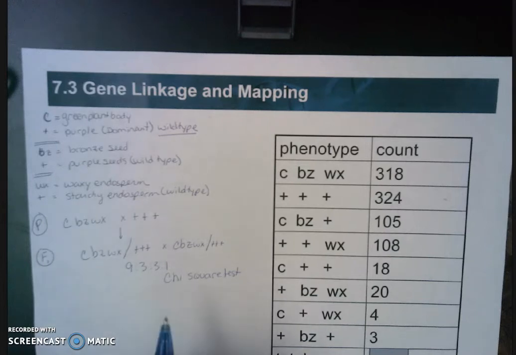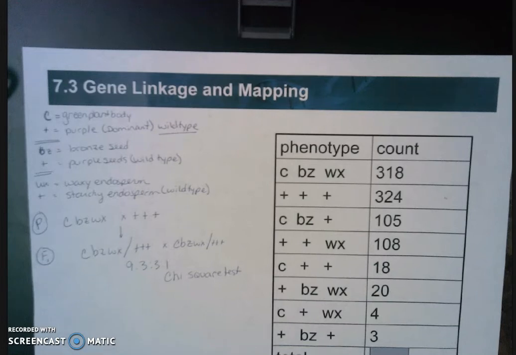And so what we would do then is we would assume that these genes are not being inherited independently from one another, so therefore they are on the same chromosome. So we want to try and figure out where exactly these genes are located on the chromosome.